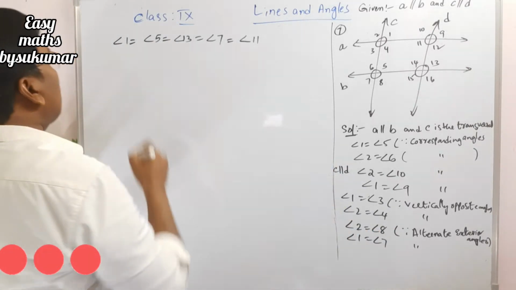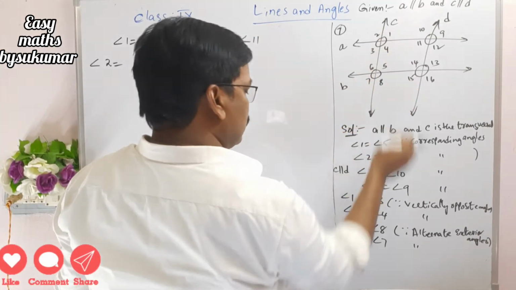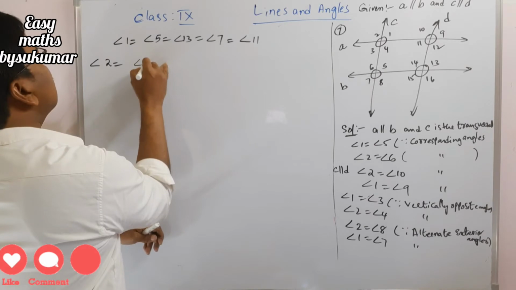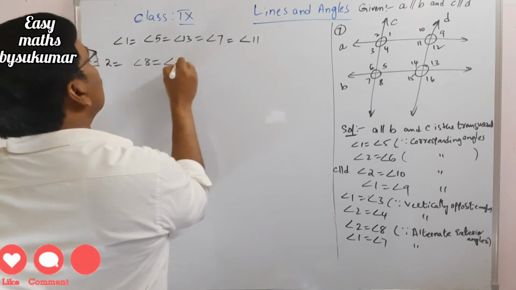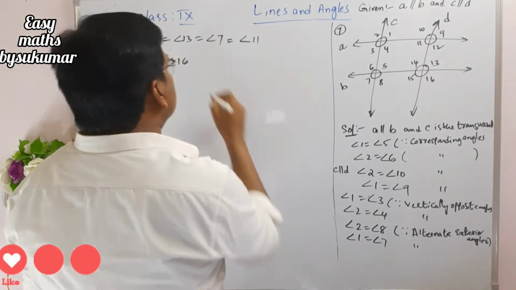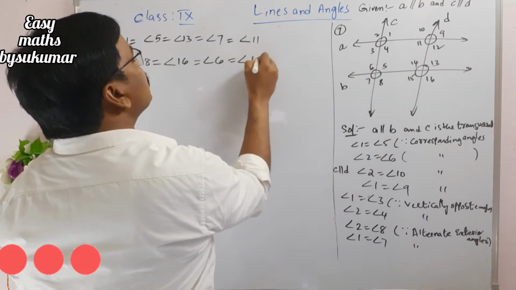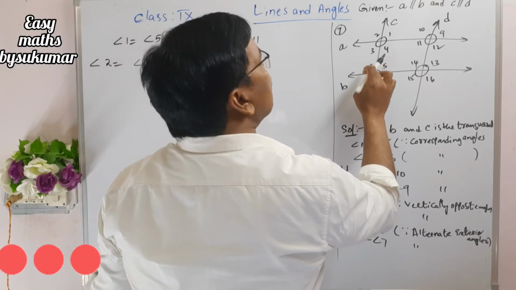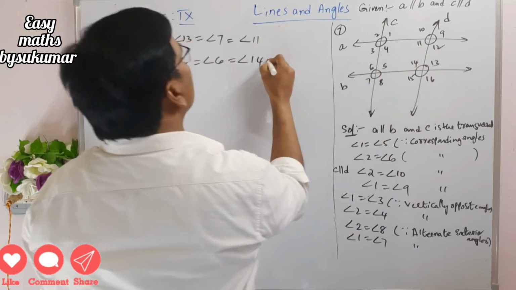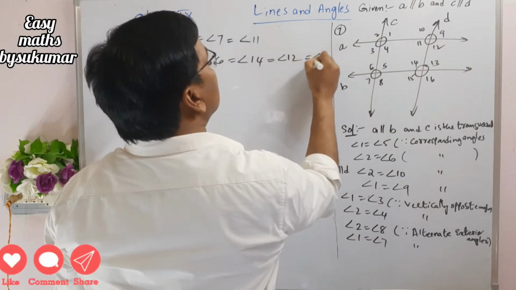Now coming to angle 2, I will write here. This angle 2 is what? Angle 4, already I have written. Angle 4 is equal to angle 8. Now coming to angle 8, my dear students, angle 8 is equal to angle 16. These two angles are corresponding angles. Angle 8 is equal to angle 6. These are vertically opposite angles. Angle 6 is equal to angle 14. And angle 6 is equal to angle 2. And angle 14 is equal to angle 12. These two are alternate interior angles. Angle 12 is equal to angle 10.